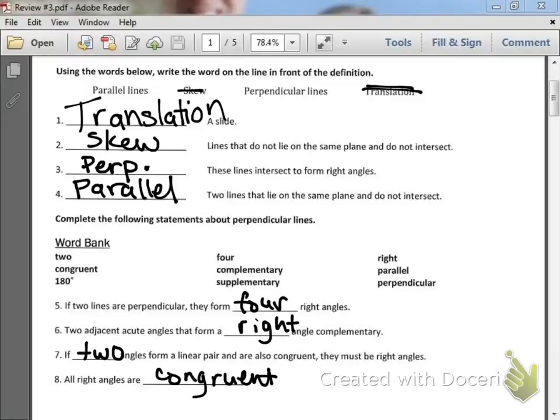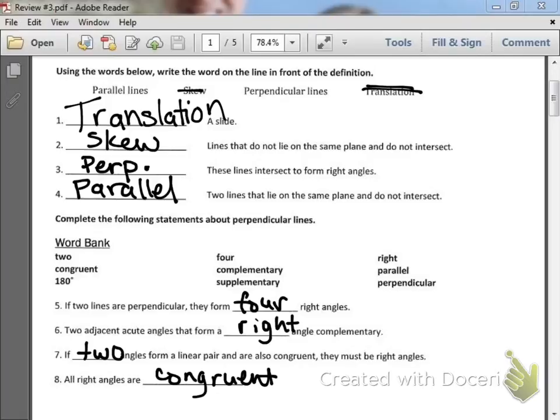So the front page of your review, once you're done for Chapter 3, should look like this. We talked about all of these things Thursday when we did your note card. But remember, a translation is just a slide. Skew lines are lines that do not lie on the same plane, and they also do not intersect. Perpendicular lines are lines that intersect to form right angles. And parallel lines are two lines that lie on the same plane and do not intersect.